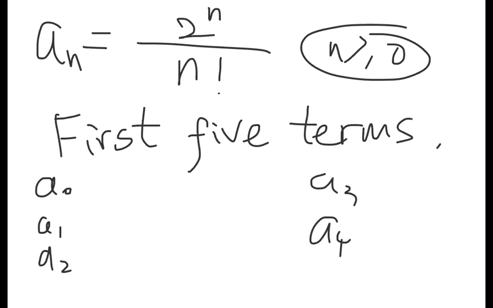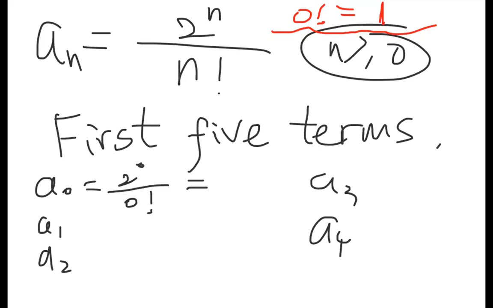One more thing to add on for the factorial is that 0 factorial is always 1. That is the convention, otherwise it doesn't make sense. So for a0, 2 to the 0 power divided by 0 factorial. Well, 2 to the 0 power is 1, and 0 factorial is also 1, so 1 over 1 becomes 1.